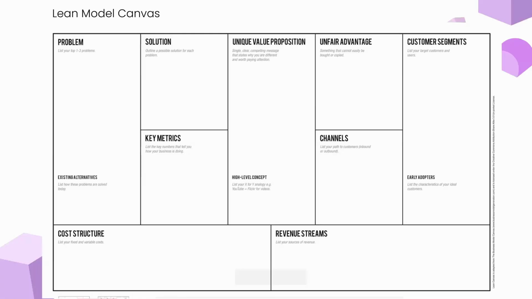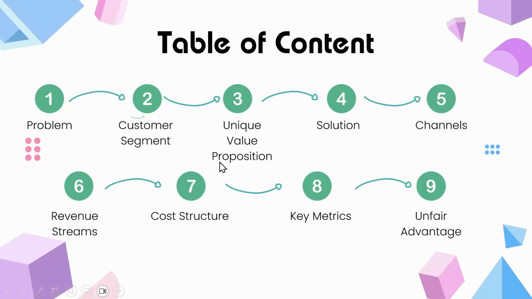So I will give you the template for the business model Canva. Please do not just stick to this. So how does this business model Canva work? How do we go forward? We start with the problem, then we go with the customer segment. Then the third is unique value proposition, and fourth is the solution. Fifth, we go to channels. Sixth, revenue streams. Seventh, cost structure. Then key metrics and unfair advantage.